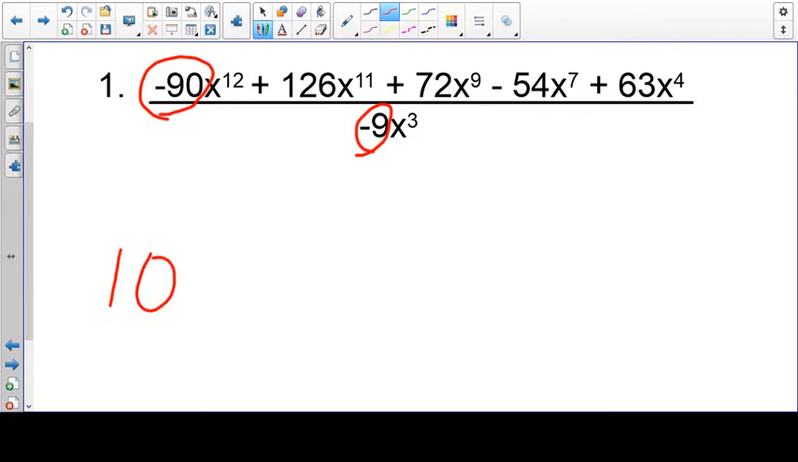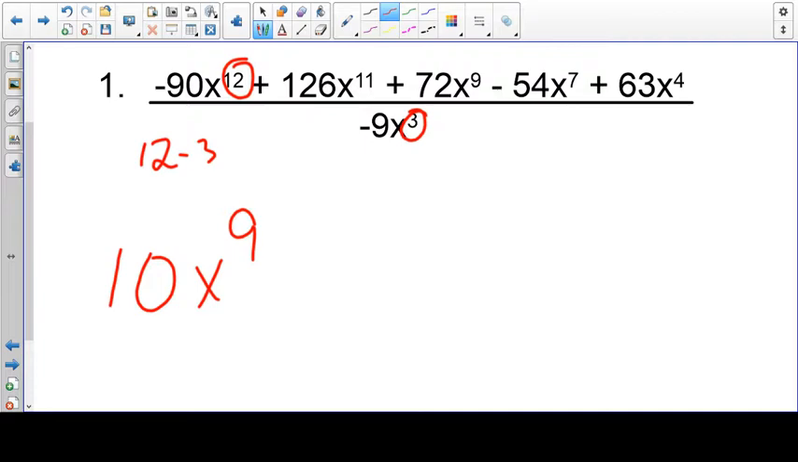Then, using still those same two pieces, I'm going to take a look at those x's. So I have 12 and 3. So I'm going to take 12 minus 3, which will give me 9. So my first term in this division problem is going to be 10x to the 9th power. Next, I'm going to take 126 divided by negative 9 in my calculator. That's going to give me a negative 14.